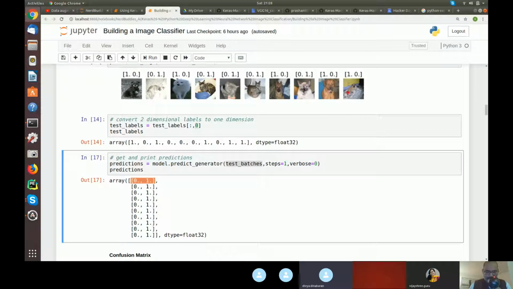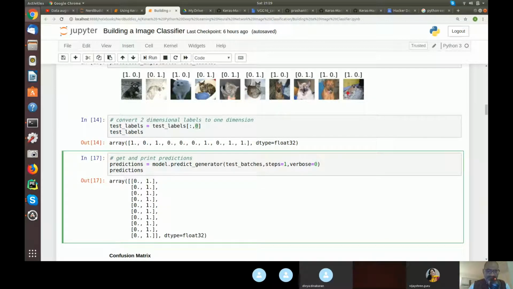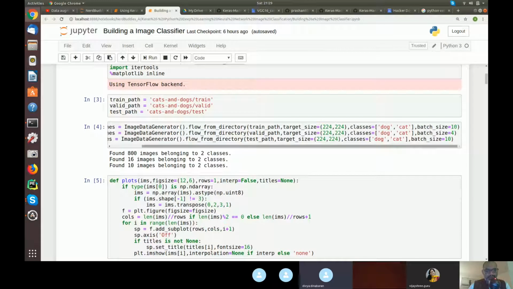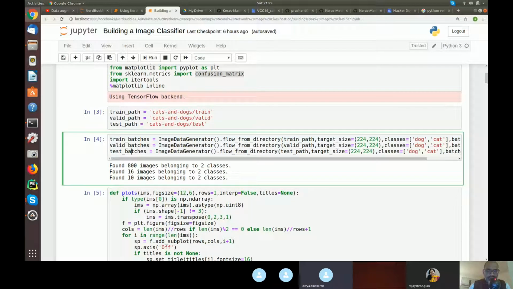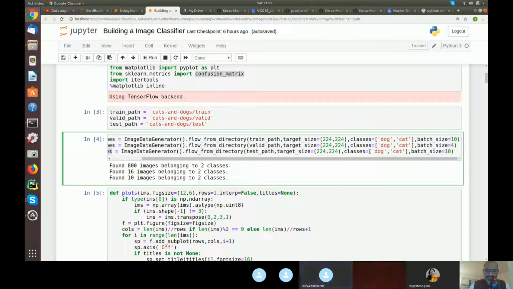What do the steps mean here? So step is basically, so when we initialized, let me go to the top. That's a very good question. Here we set test batches, and we had said in each batch there should be 10 images. Okay. And this folder has only 10 images. So we can only take one step. Okay. If it had 100 images, then we could have taken 10 steps.